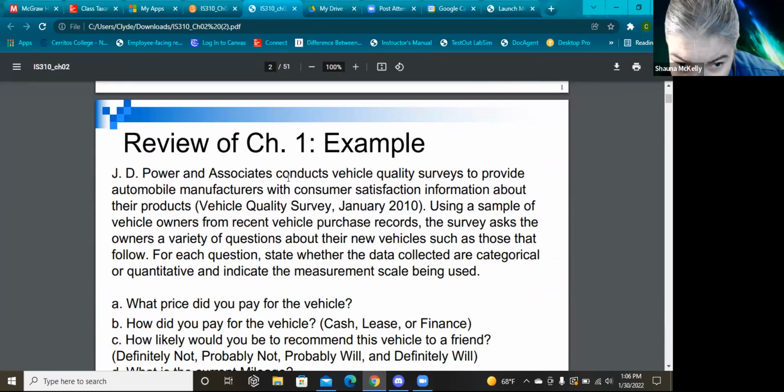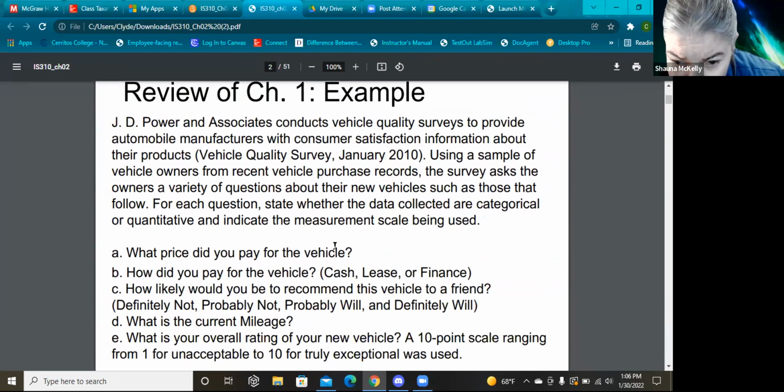So this is an example. They're talking about vehicle quality surveys and customer satisfaction information. Using a sample of vehicle owners from recent vehicle purchase records, the survey asks the owners a variety of questions such as those that follow. For each question, state whether the data collected are categorical or quantitative and indicate the measurement scale.